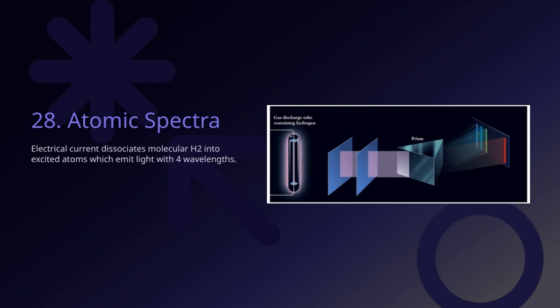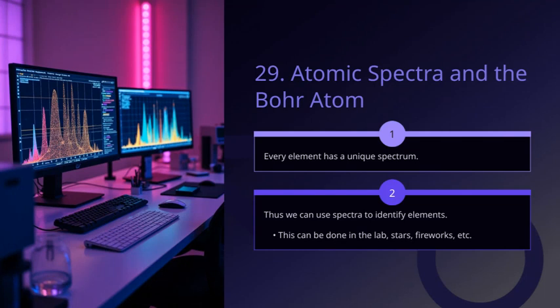Connecting this to our overall theme, understanding these spectra helps us interpret the physical conditions of astronomical objects and laboratory plasmas alike. It's a perfect example of how atomic behavior under energy excitation can tell us so much about the universe around us. Now, this can be demonstrated in various ways, like in the lab, with stars, or even fireworks.